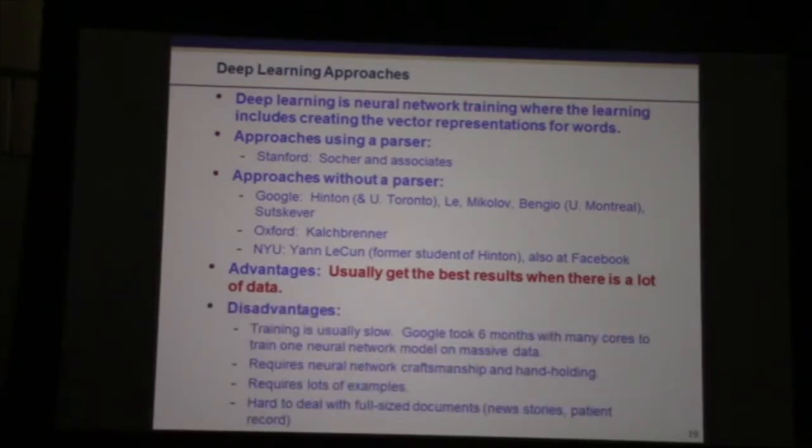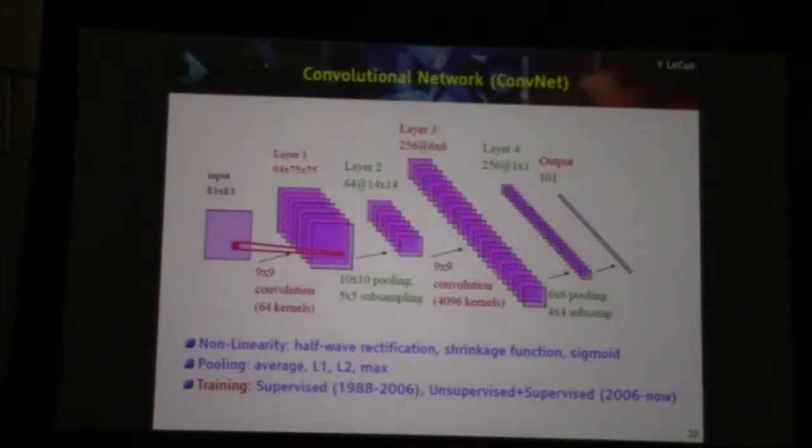Disadvantages: training is usually slow. It requires neural net craftsmanship. You have to worry about the network not converging, all kinds of things. You have to tune a lot of parameters. You have to have a lot of data. And it's harder to do large-size documents using the deep learning approach, for example, full news stories.